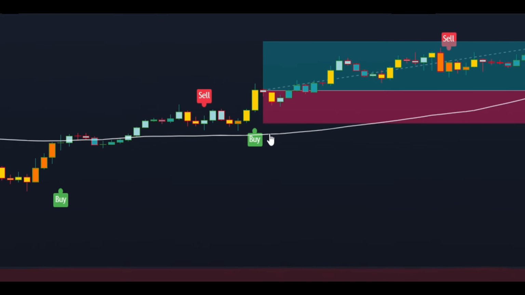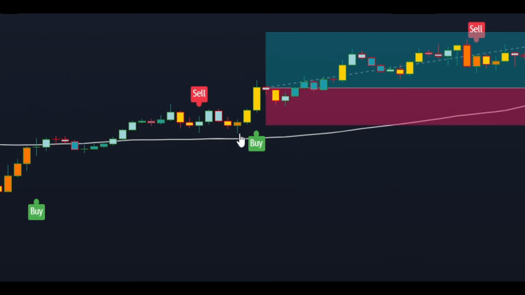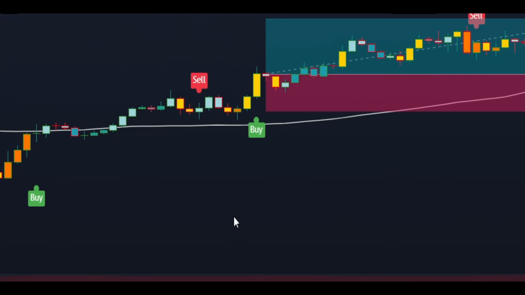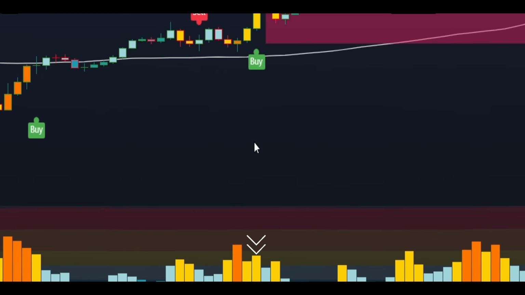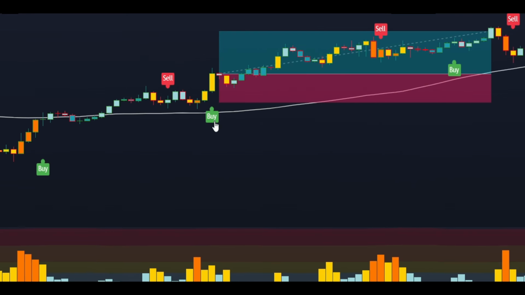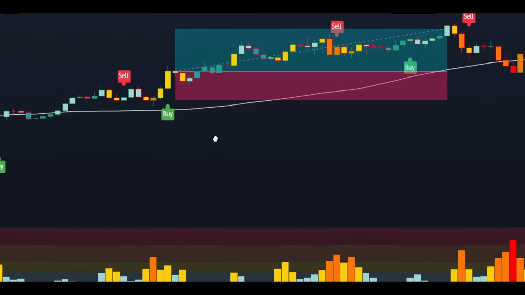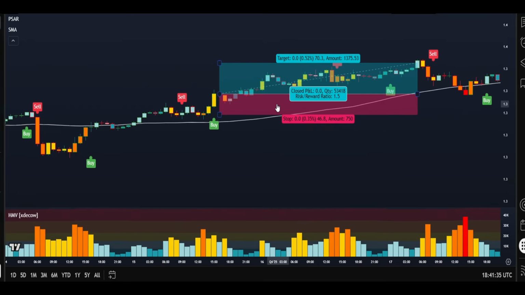Long setup checklist. First, trend filter. Price is above the 60 MA. Second, volume gate. The signal candle should be yellow, orange, or red on Heatmap Volume. Third, trigger. The Parabolic SAR prints a buy label on that same signal candle. All three must be true at the close. If any one is missing, we do nothing.